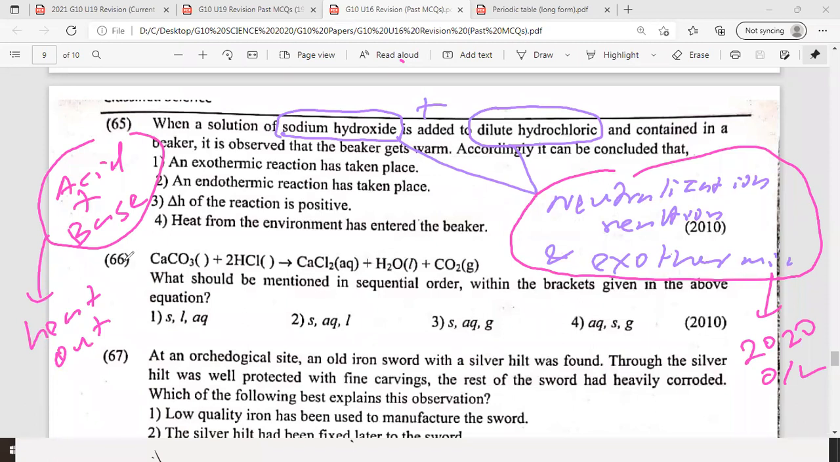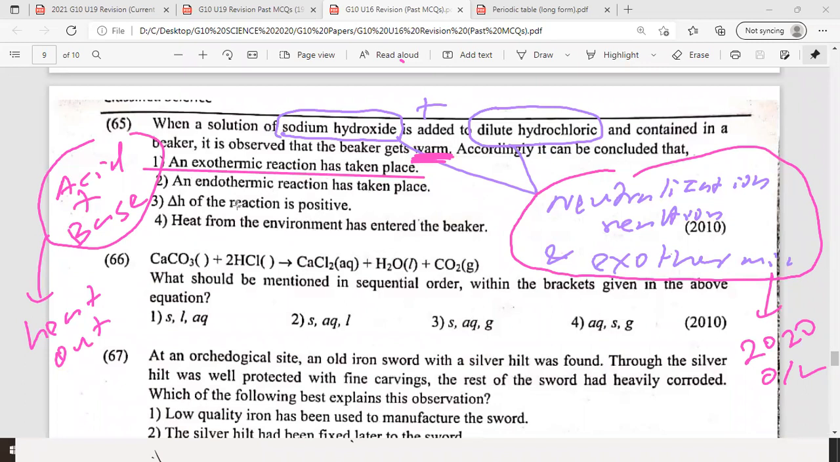So what is the answer? Accordingly, what can be concluded? It is observed that the beaker gets warm. Beaker gets warm means what? Heat is out. Therefore, it is an exothermic reaction. Answer is the first one. Please raise your hand if you got the first answer. Right, around 10 students. Very good.